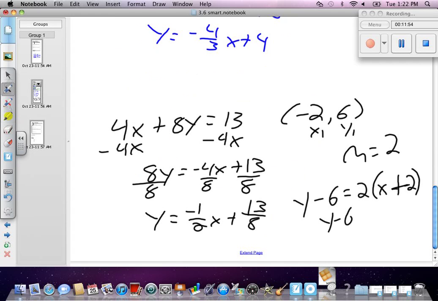We distribute. So we get y minus 6 equals 2x plus 4. Add 6 to both sides. y equals 2x plus 10. Okay?